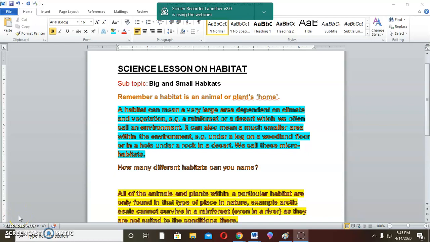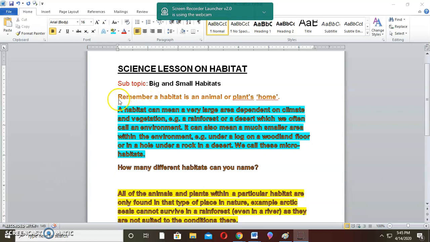Hi, once again. We are now going to look at science. I hope you enjoyed the first lesson that we did in math and English. So right now we are doing science and we are still looking at habitat. So today we're going to compare habitats, and we are going to look at big and small habitats. By the end of the lesson, I would expect that you are able to compare habitats.